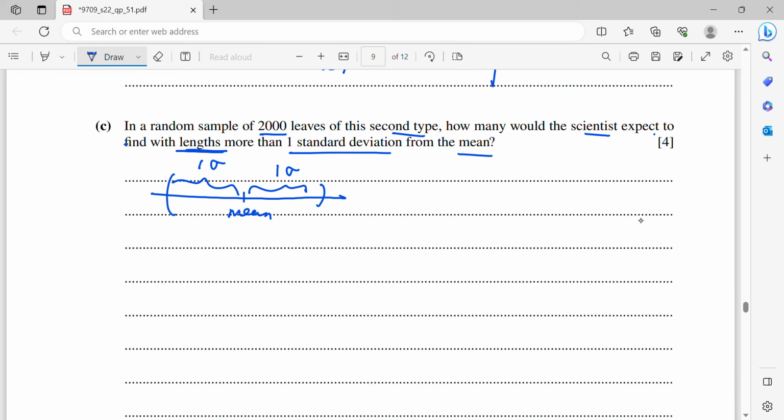Okay, it's mentioned more than 1 standard deviation from the mean. That means you are counting more than this value. So this is going to be mu. Let's say the mean is mu. Okay, because this is a second type. So it means that this is going to be mu plus 1 sigma, and this bracket is going to be mu minus 1 sigma. So now you need to count the probability of outside.